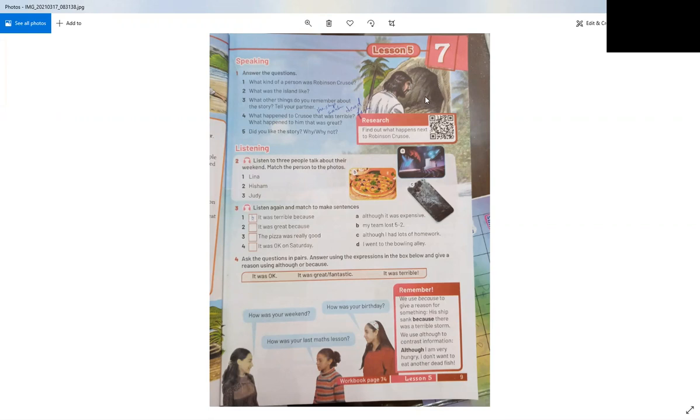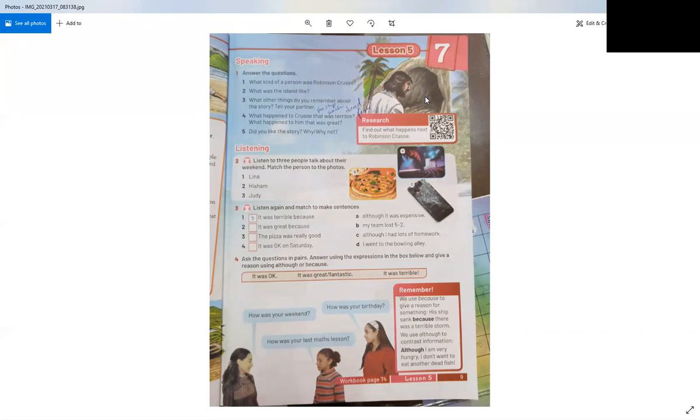Number 3, what other things do you remember about the story? Tell your partner. Of course, we remember that he ate a dead fish, but he didn't like it. Then he found a coconut. He ate it and he liked it. It was delicious. And then at the end of the day, he wanted to find a warm place or a cave to sleep in. And of course, he was afraid he might find wild animals there. That's why he wanted to find a cave to stay safe.